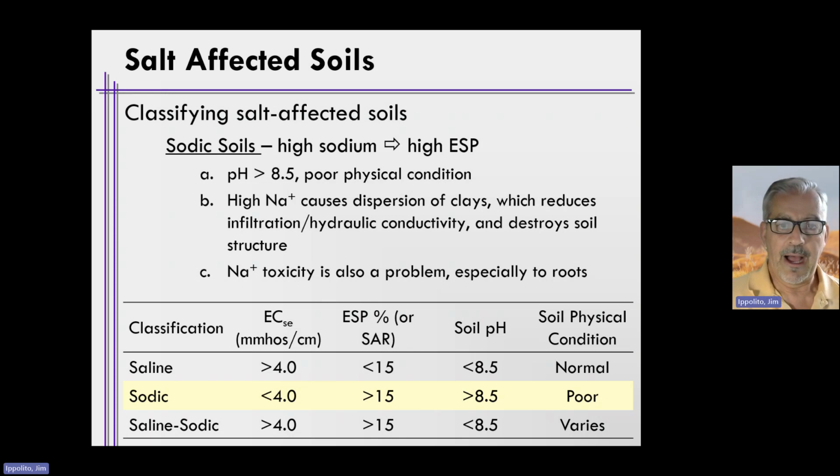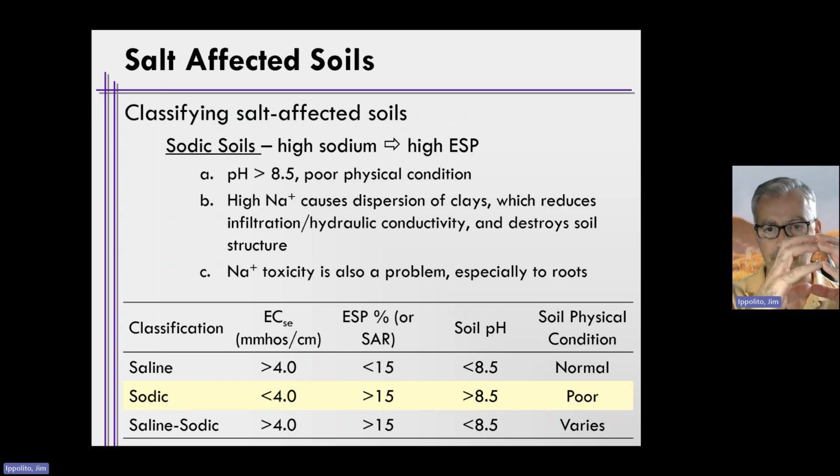These soils have high amounts of sodium, and when high amounts of sodium are present in soils, that causes clays to disperse. What does this mean? This means that the sodium ion, which is positively charged, is attracted to clays. But the sodium ion is huge. It has a huge hydrated radius.